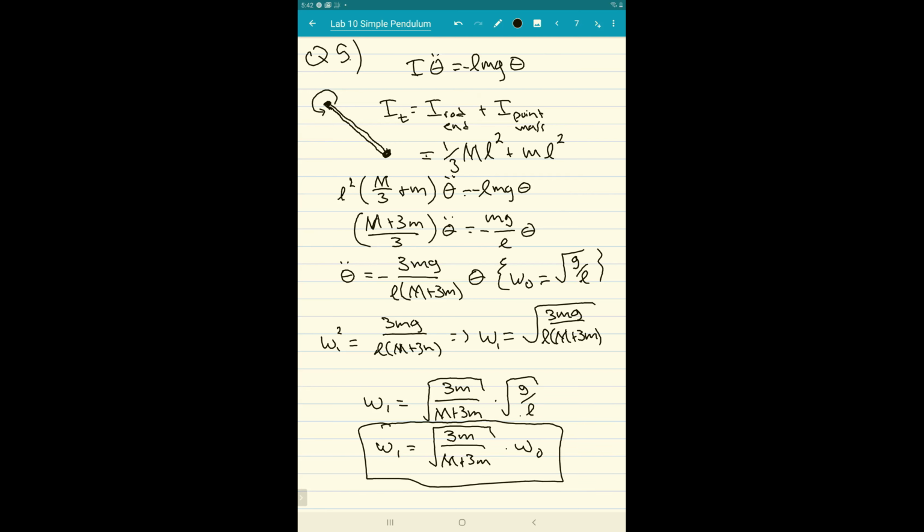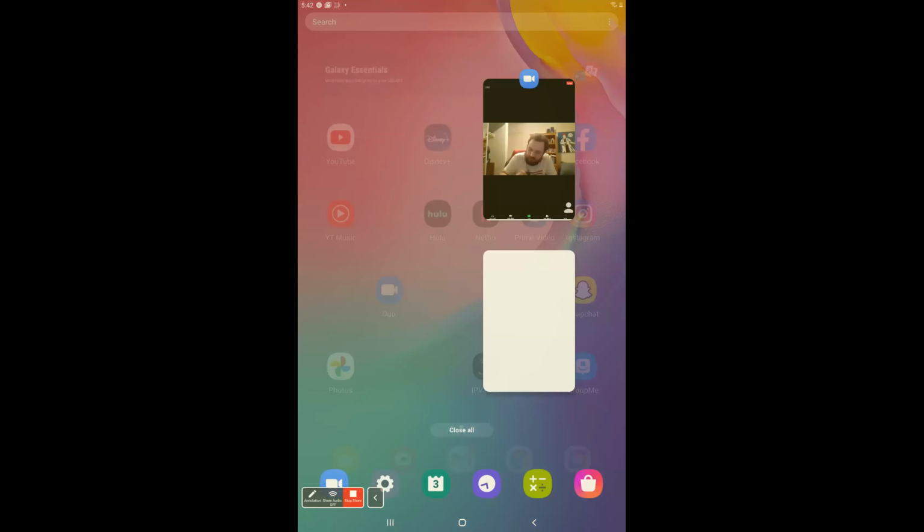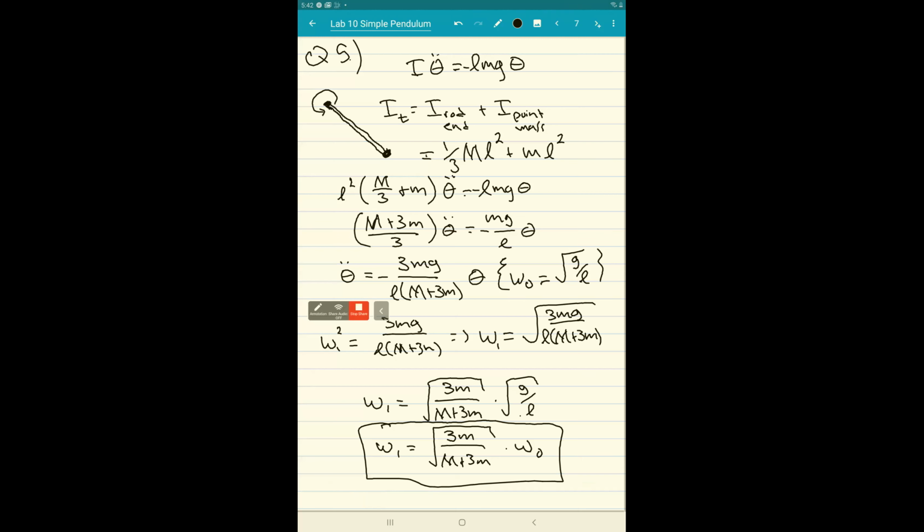Okay, so what I found here is that if big M is equal to 0, omega 1 is equal to omega naught. Big M being the mass of the rod. So that's kind of obvious, right? If we go back to saying this rod no longer has mass, then we're just back to the original angular frequency. Cool.